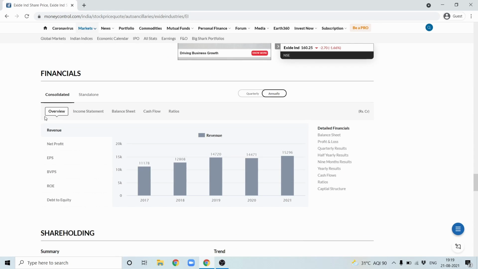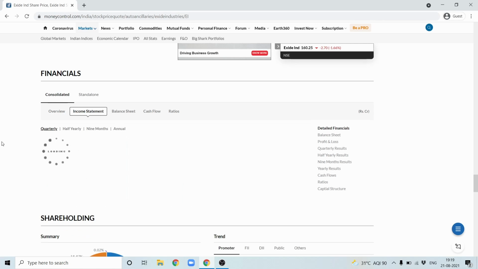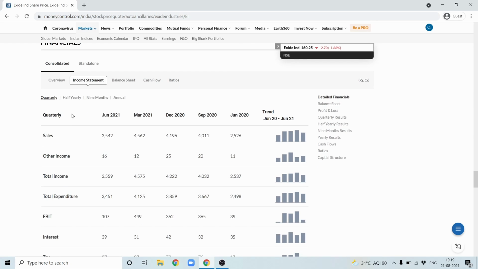financials. Under financials, this is an overview which starts from 2017 till 21. So they have already given a 5 years overview, but I'll give you an insight of how to look into fundamentals. There are multiple options to that. The first one is income statement. In here you'll have to select annual.